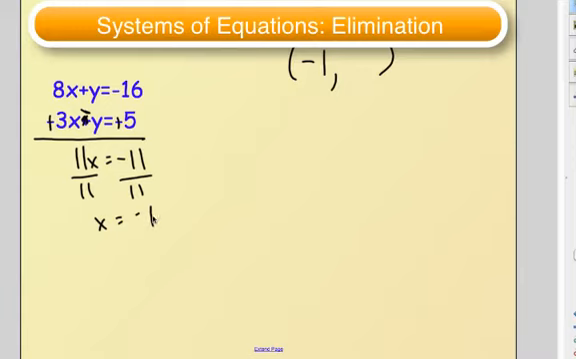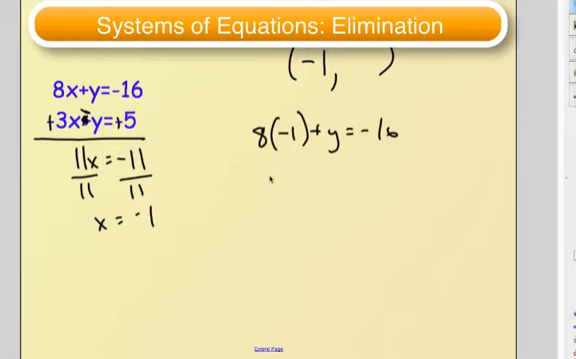And I'm going to do the same thing I did last time. If I know that x is negative 1, I'm going to plug it back into one of my two equations. And let's plug it into 8x. Doesn't matter which equation you choose. You can do either one. Not 8x, 8 times whatever x is, so you've got to be careful. Sometimes you're going too fast, you make mistakes. And in this case, it's negative 1. And that's going to be plus y equals negative 16.